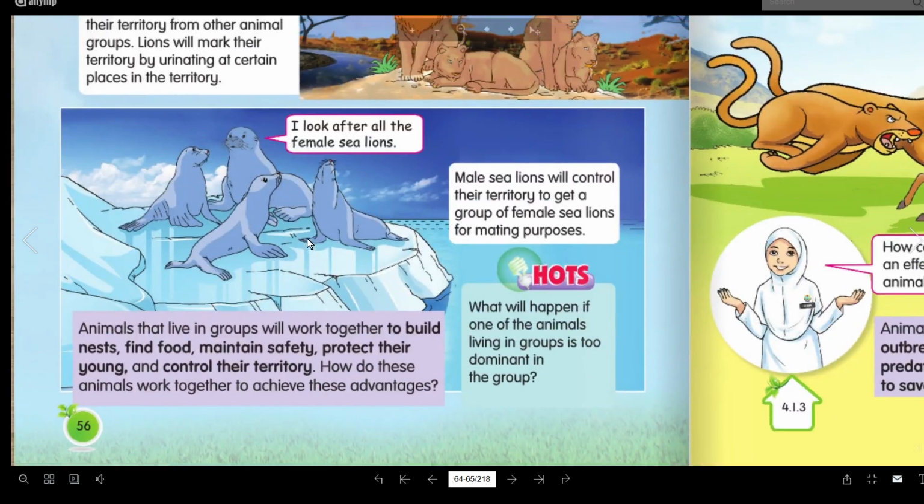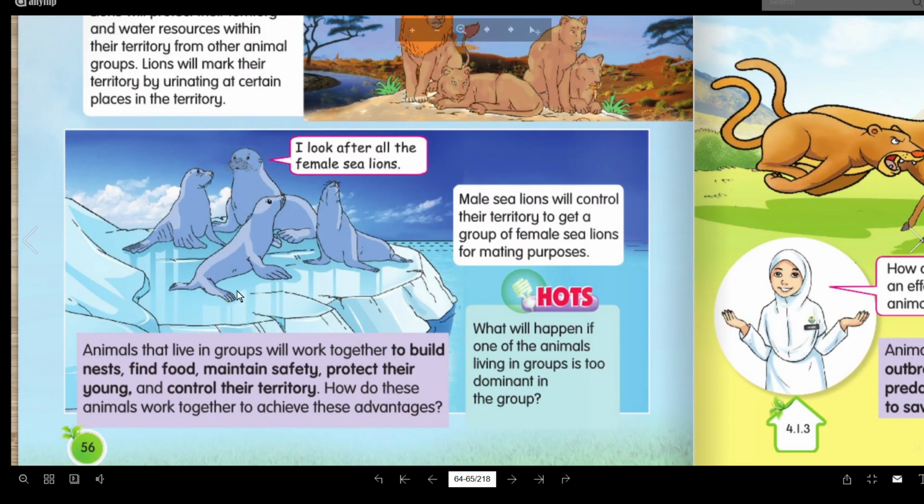So animals that live in groups will work together to build their shelter or nest, and they find food, they maintain safety, protect their young ones, and control their territory. Basically, they are working together to achieve these purposes, right?